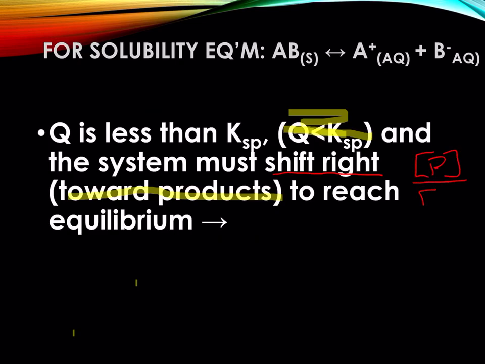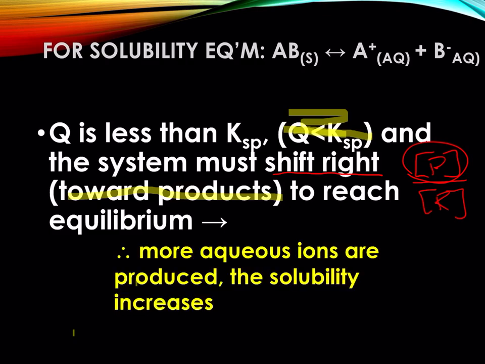Okay, so then the same thing, when Q is too small, then the system needs to get larger, and in our fraction, you want the larger number to be at the top, which is the products. So it shifts right towards the products. It's exactly what we would have done last section. But now we're going to say, okay, so more ions are on the product side, which means that the solubility is going to increase, or more of it will dissolve because you have more ions.